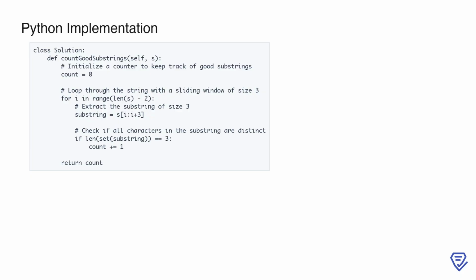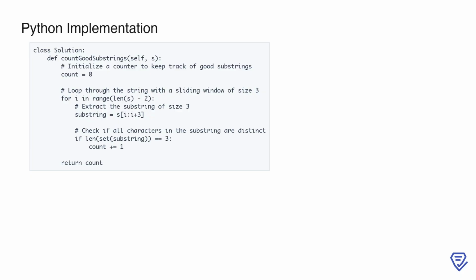At each iteration, we extract a substring of length 3 using slicing, s[i:i+3]. We then check if all characters in the substring are distinct by converting the substring into a set and comparing its length to 3. Sets automatically remove duplicate characters, so if the length of the set equals 3, all characters in the substring are distinct. If this condition is satisfied, we increment the count variable. Finally, after the loop completes, we return the count variable, which contains the total number of good substrings.